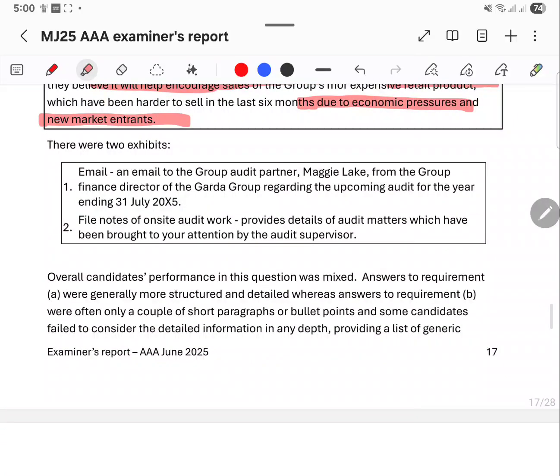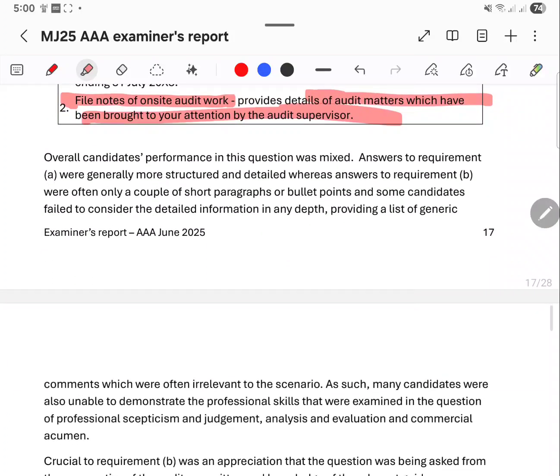There are 2 exhibits: an email to the group audit partner Maggie Lake from the group finance director regarding the upcoming audit for the year, and file notes of the outstanding audit work, which provide details of the audit matters that have been brought to your attention by the audit supervisor. So overall, candidate performance in this question was mixed.